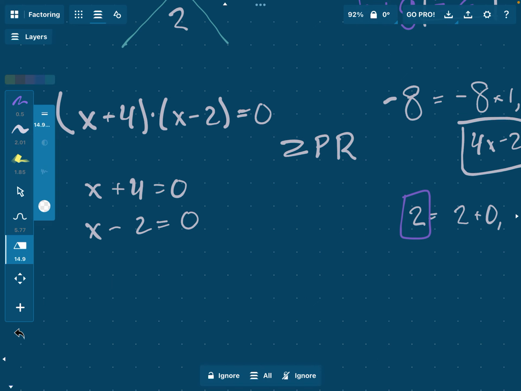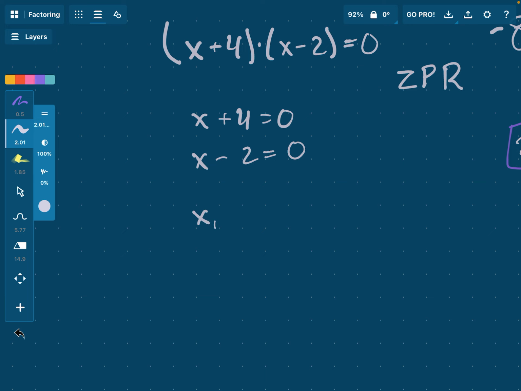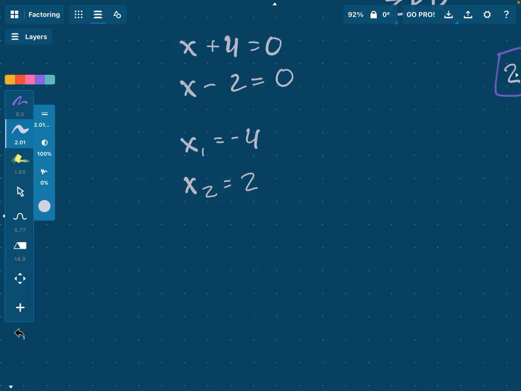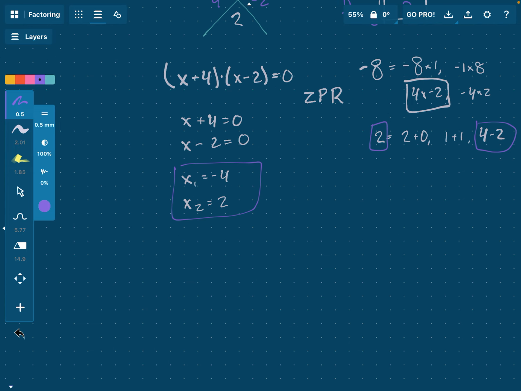I don't think most algebra classes are going to require that you know that, but that's what allows us to do this. So now x1 is going to be equal to negative 4, and x2 is going to be equal to 2. Just like that. And those are our roots for this quadratic.